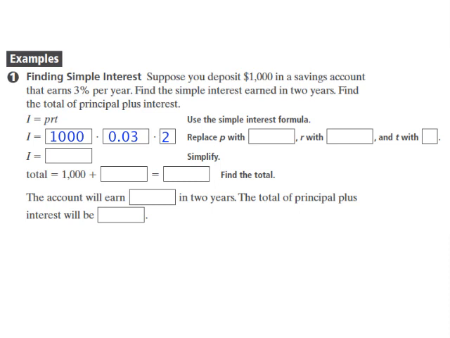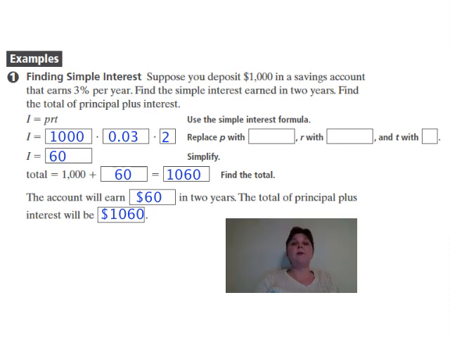So 1,000 times 0.03 times 2 is 60. For the total, we're going to take 1,000 plus 60, which is 1,060. So the account will earn $60 in 2 years. The total of the principal plus the interest will be $1,060. Pause the video if you need more time to copy down the notes.